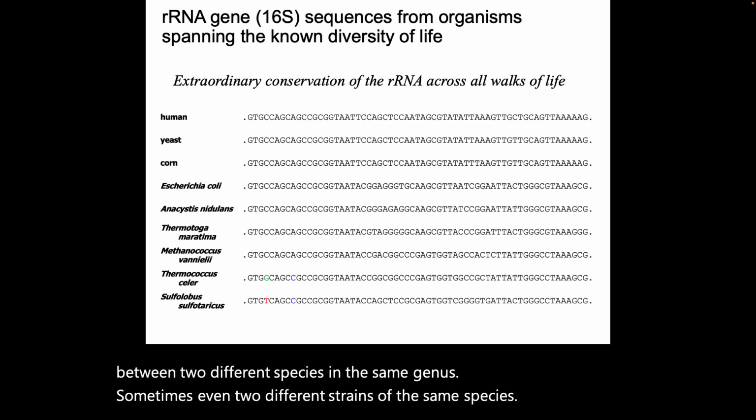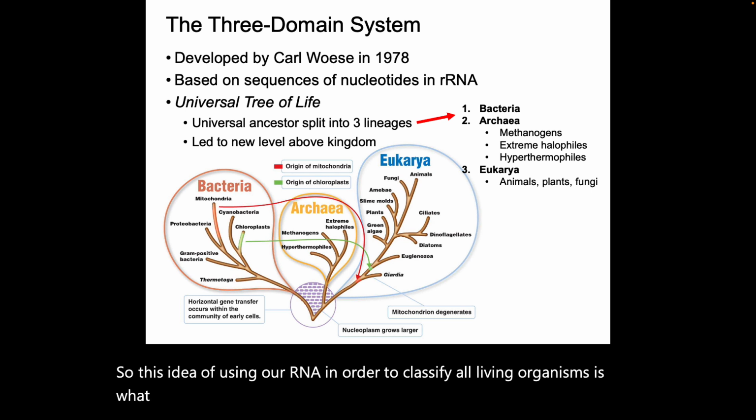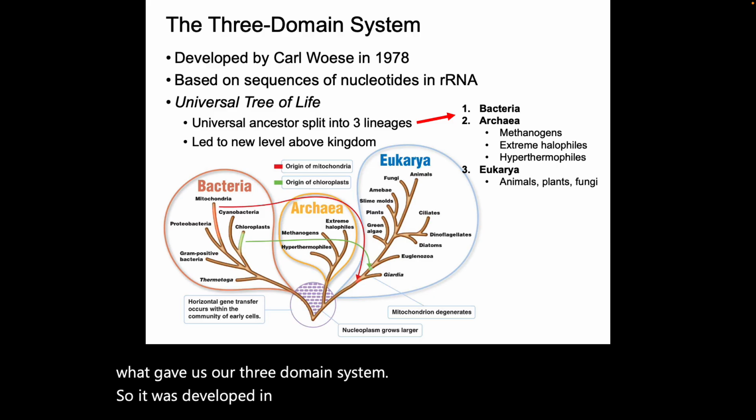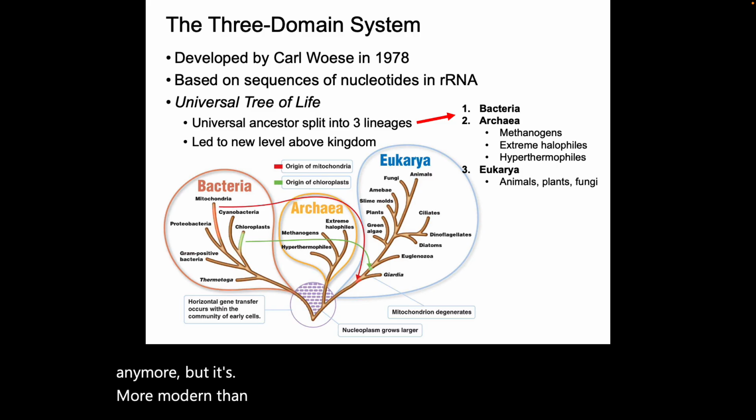So this idea of using rRNA in order to classify all living organisms is what gave us our 3-domain system. It was developed in the late 1970s. So like I said, it's not really modern anymore, but it's more modern than biology history. And this actually didn't make its way into textbooks for quite some time.